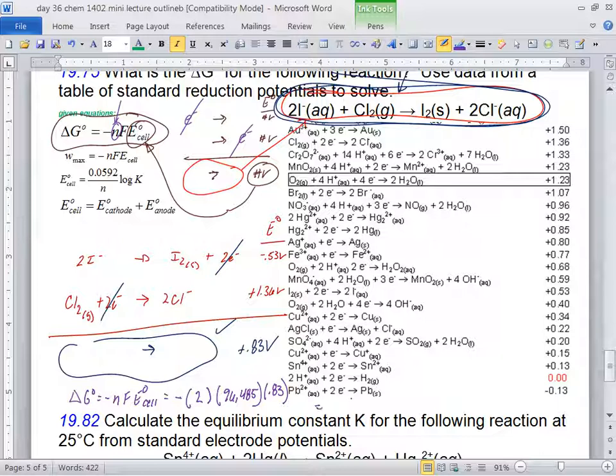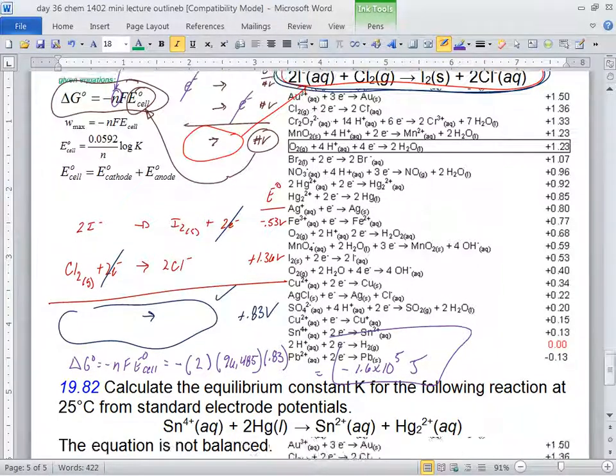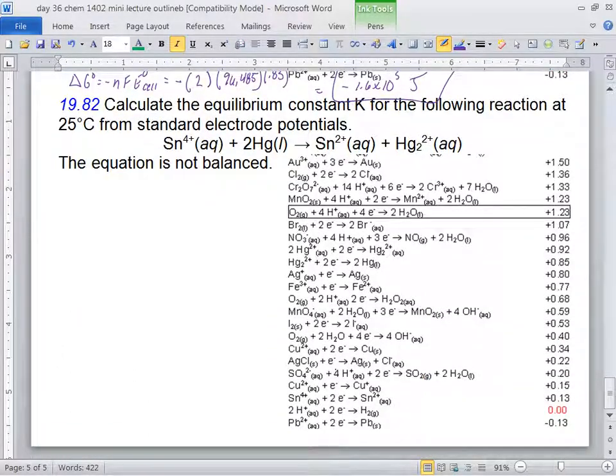Did you get a final answer for this? I got negative 1.6 times 10 to the 5th. Is that okay for everybody? Perfect. And what's my unit for energy again? Joules, big J. It's not so bad. Okay. Last one. See if you can knock this out, and then we can call it a day.